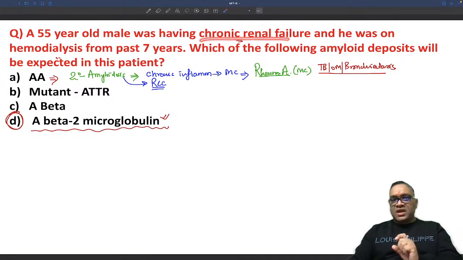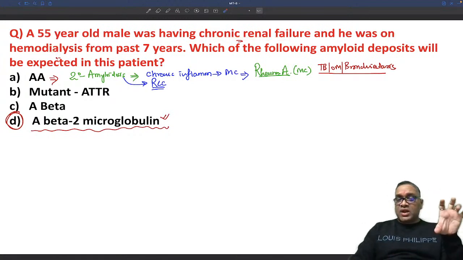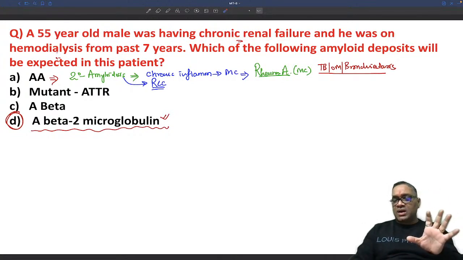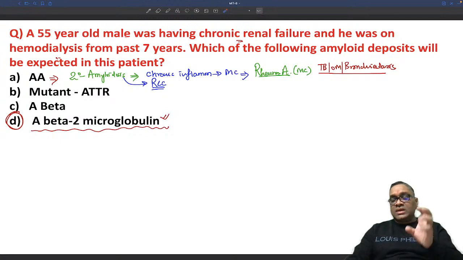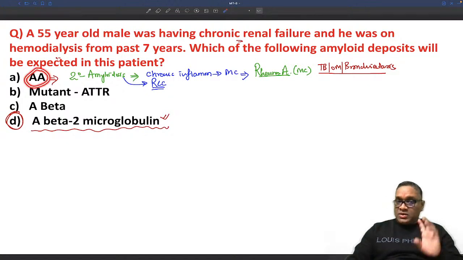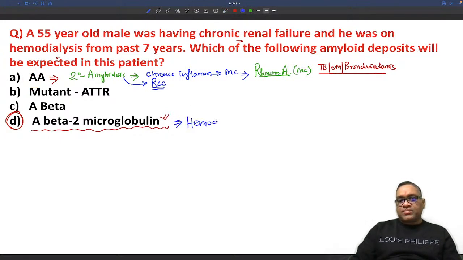The question is chronic renal failure, hemodialysis. If the examiner says chronic renal failure, hemodialysis, your answer should be A beta 2 microglobulin. But suppose the question would have been like this: a 55-year-old male suffering from renal cell carcinoma, which type of amyloid will be deposited? Then your answer will be AA type of amyloid. Now you understood this point. So whenever the examiner asks you about hemodialysis, then your answer should be D, A beta 2 microglobulin.